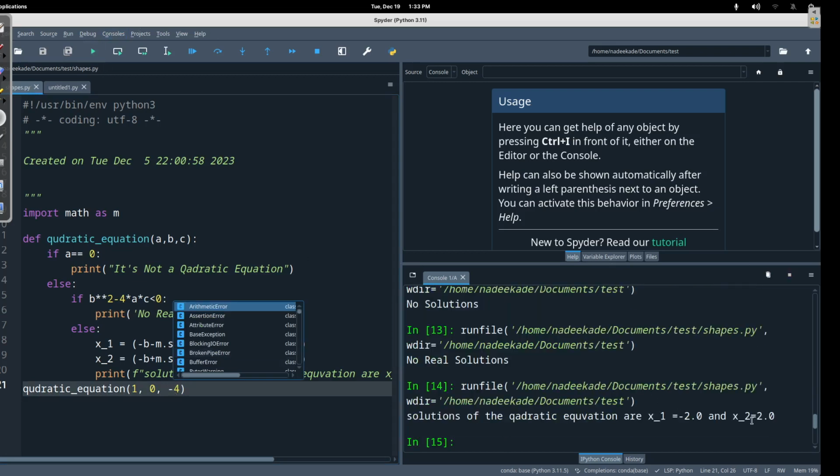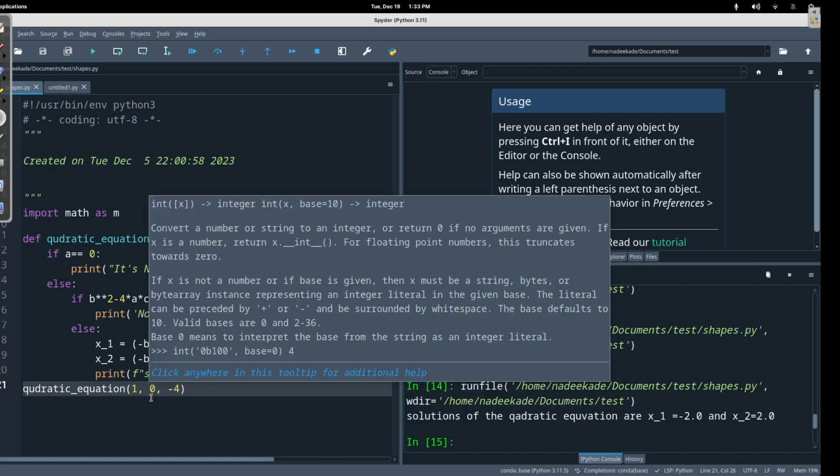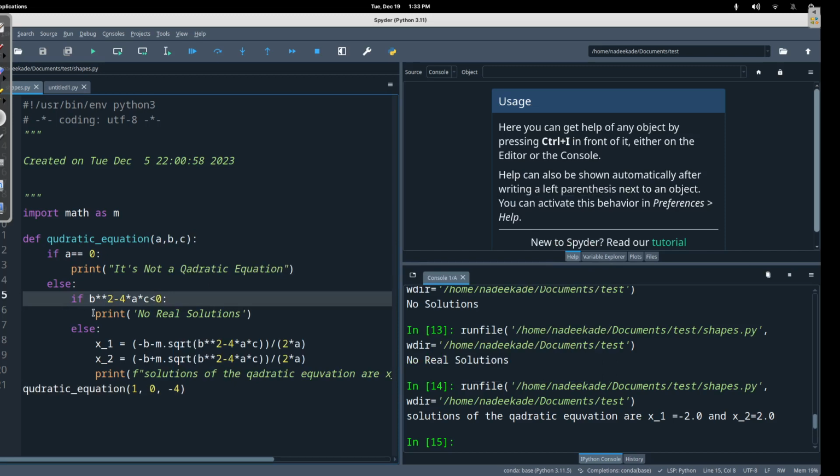Okay, so now our program is completed. Here we discussed passing variables by position and by keywords, and also we looked at using an if statement, a nested if inside a function, and how to indent.